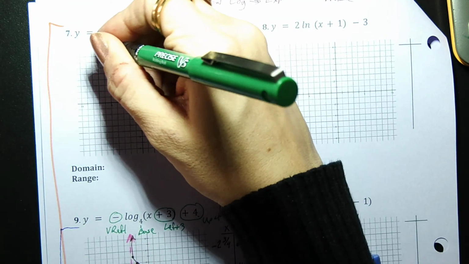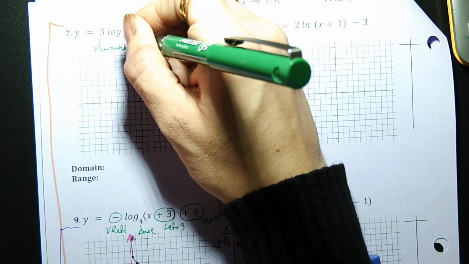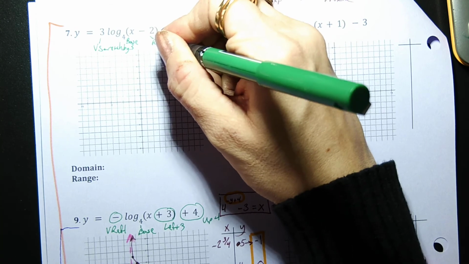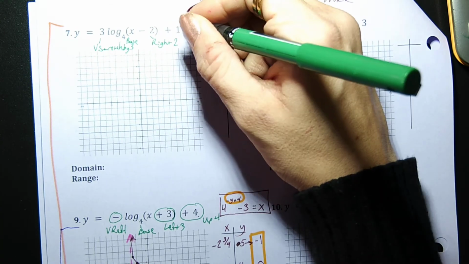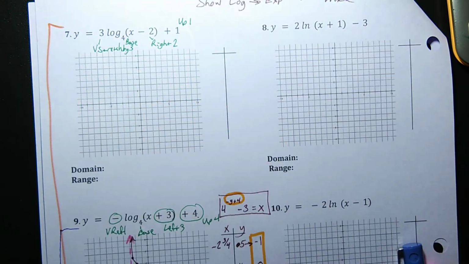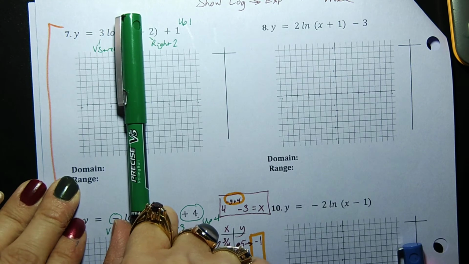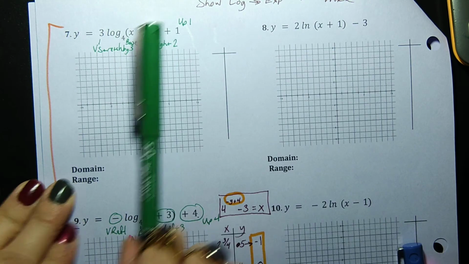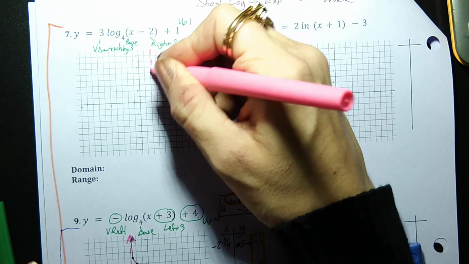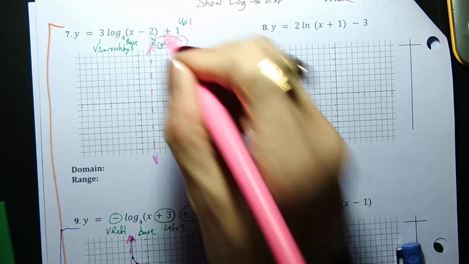Transformation-wise, we've got a vertical stretch by 3. We've got a base of 4, and you don't have to write that. The -2 moves us right 2, and the +1 moves us up 1. So thinking about moving our vertical asymptote, vertically stretching it does nothing, the base does nothing, but if I slide it to the right 2 units, we are going to be in a different spot. If I move that vertical line up 1, it's still going to be in the same spot. So it's only the right 2 that moves it.